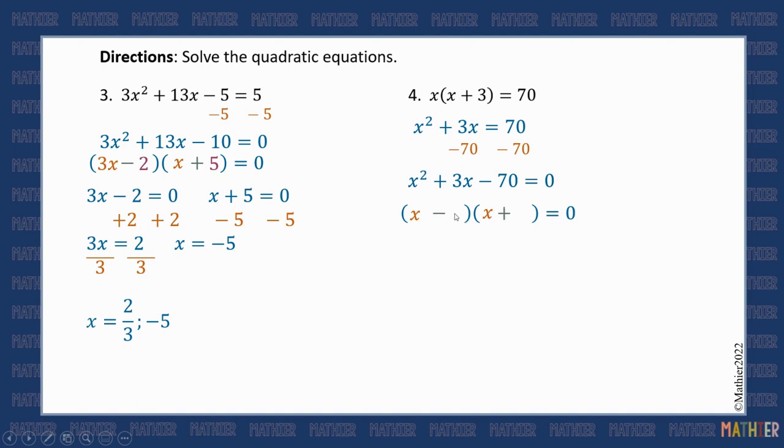And then what would multiply to negative 70 and add to positive 3? So I must have a minus 7 and a plus 10 because those multiply to negative 70 and they add to positive 3. Set each factor equal to 0. Then solve your two equations. So the first equation, we would add 7 to both sides. And in the second equation, we subtract 10 from both sides. So we're getting x equals 7 or negative 10.